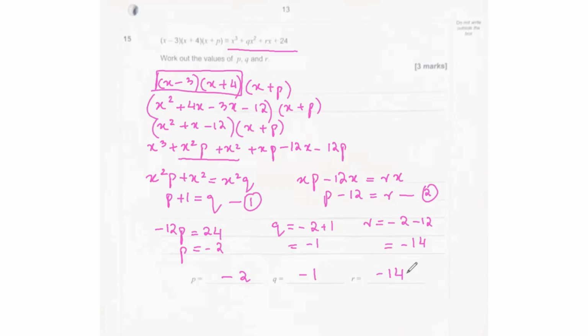So these are your answers. Very simple. When you have an identity, you first expand the brackets if there are any, and then you put the same terms equal to each other. So if there's anything with x squared, you combine it on one side, and then put equal to the x squared on the other side. Same for x, and then at the end, put the constants equal to each other to find the value of the missing variables.